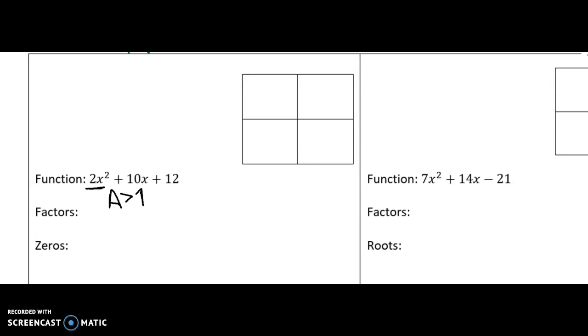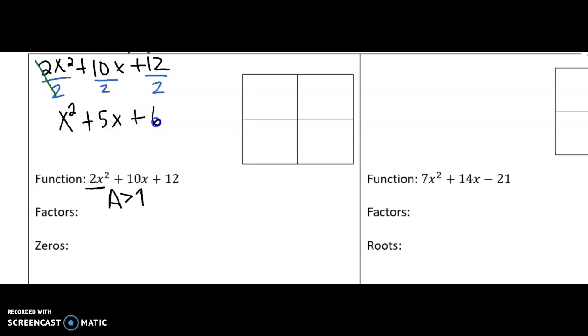So let's go ahead and I'm going to write it up here. 2x squared plus 10x plus 12. And so I want to get rid of that 2, so I'm going to divide by 2. And if I divide one term by 2, I'm going to divide all the terms by 2. Why am I dividing by 2? Because I want to get rid of that 2 that's being multiplied in front of the x squared. What's the opposite of multiplication? Division. So when I get rid of it, I'm left with x squared. 10 divided by 2 is 5x. And then 12 divided by 2 is 6.